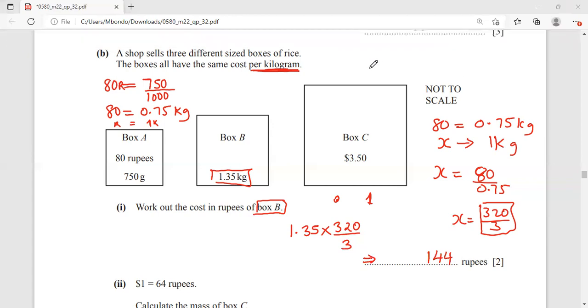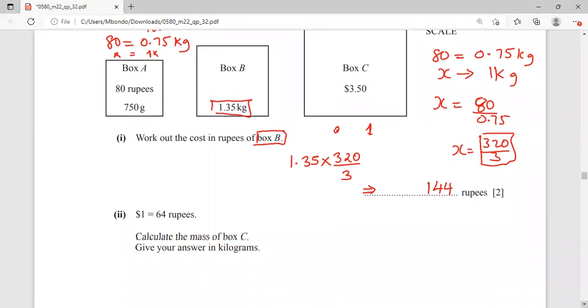All right, so we can go to the next question now, which says $1 is equal to 64 rupees. Then calculate the mass of box C. So what are we going to do at this point?